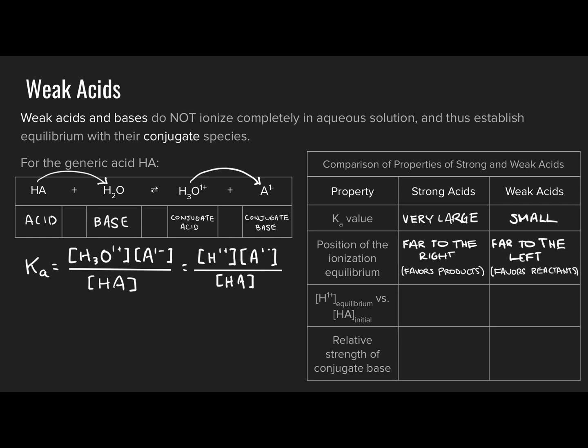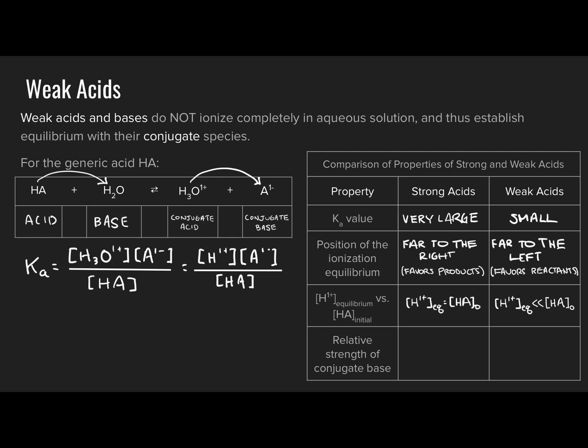Another way of looking at the system would be to compare the relative concentrations of the hydrogen ion at equilibrium in comparison to the initial concentration of the molecular acid HA. Again, as we discussed when we were talking about strong acids, a strong acid undergoes complete dissociation, and therefore the equilibrium concentration of hydrogen ion is approximately equal to the initial concentration of the acid HA, whereas for a weak acid, the equilibrium concentration of that hydrogen ion is going to be much smaller than the initial concentration of the molecular acid HA, again, because the degree of dissociation is very small for this species.